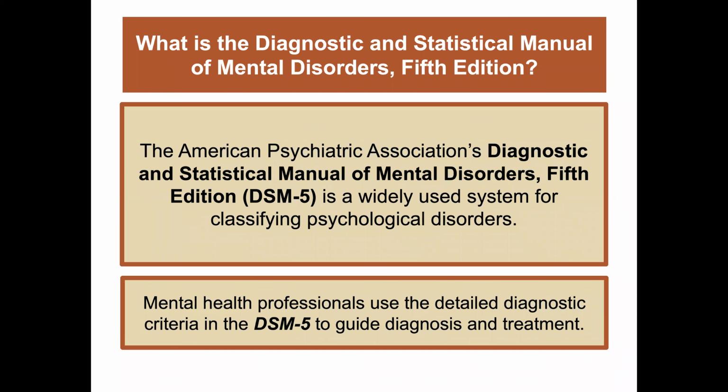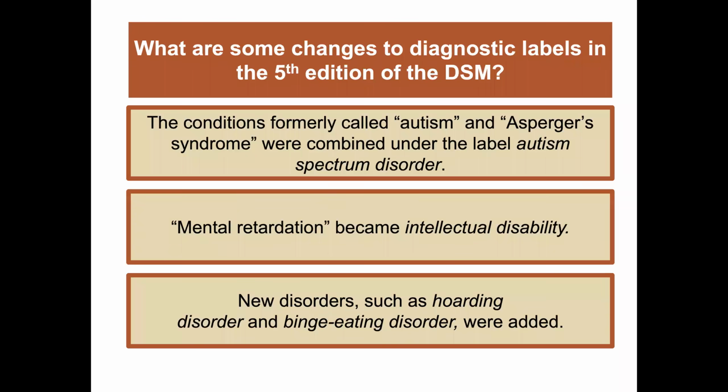So the Diagnostic and Statistical Manual of Mental Disorders, sort of the Bible within psychology and psychiatry and mental health in general. The American Psychiatric Association's DSM-5, that's what it's always called, is a widely used system for classifying psychological disorders. So it's in the 5th edition. Mental health professionals use the detailed diagnostic criteria in the DSM-5 to guide diagnosis and treatment. So what are some of the changes?